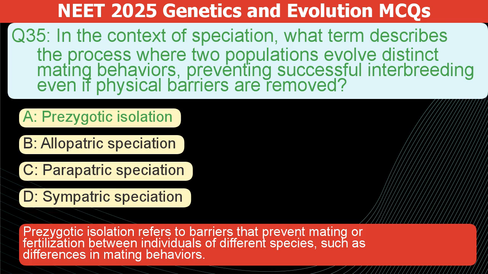The correct answer is A. Prezygotic isolation refers to barriers that prevent mating or fertilization between individuals of different species, such as differences in mating behaviors.